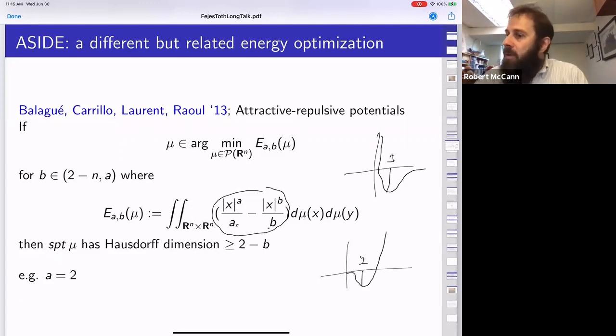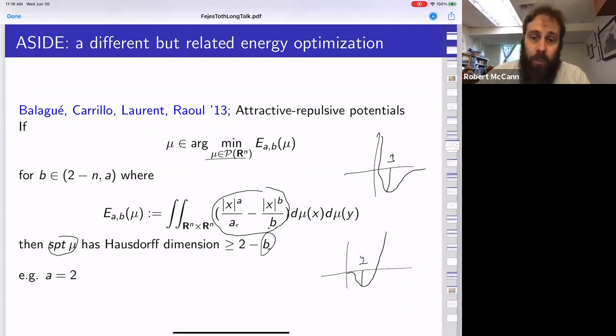And so Balaguer and collaborators had a very nice argument saying that there's a lower bound on the Hausdorff dimension of the set of the minimizer as soon as B is less than 2. And so since in the Fejes Tóth conjecture, the repulsive parameter B is equal to 1, you would expect, if the situation were the same on this projective sphere as it is in Rn, that the minimizer would have Hausdorff dimension at least 1, which is quite different from what Fejes Tóth conjectured.